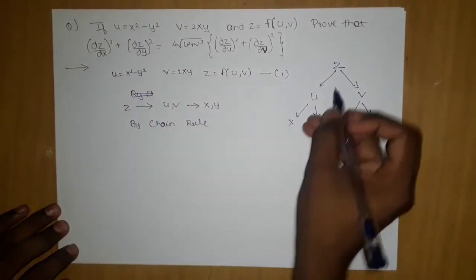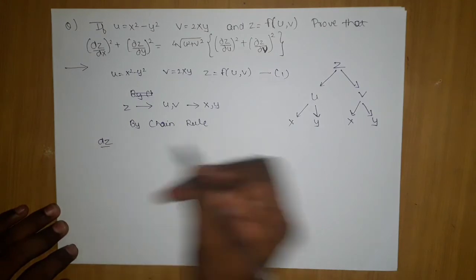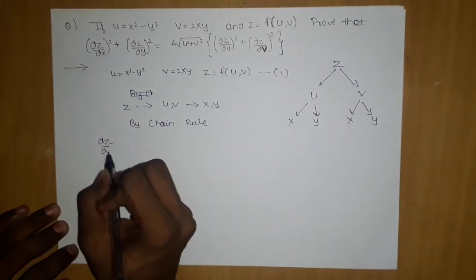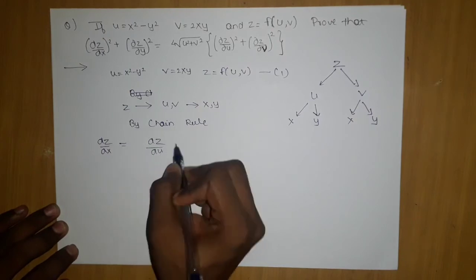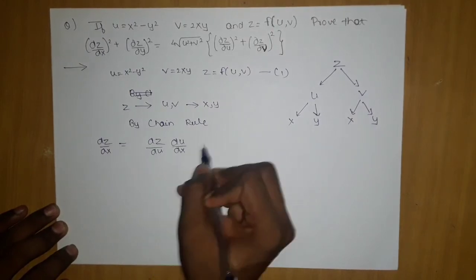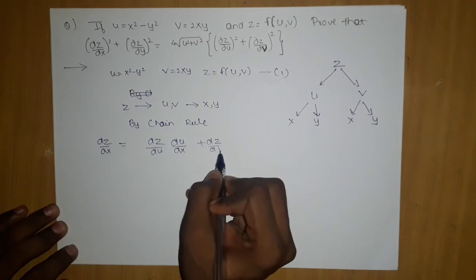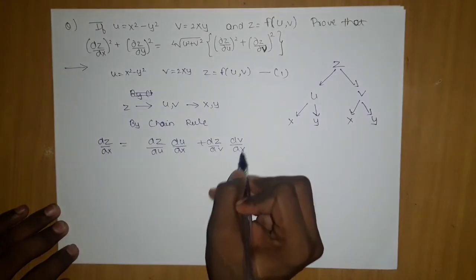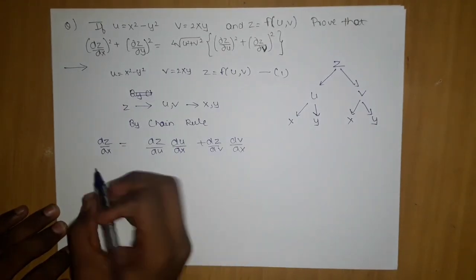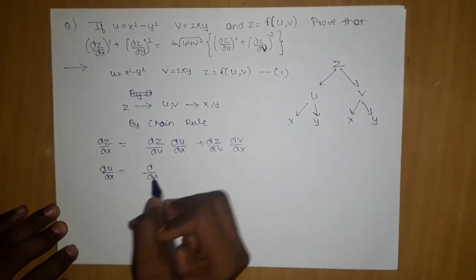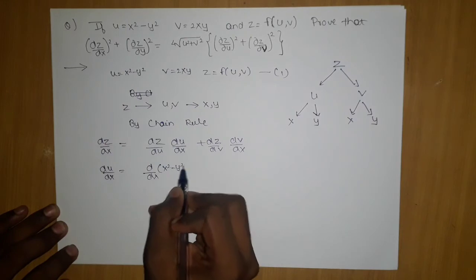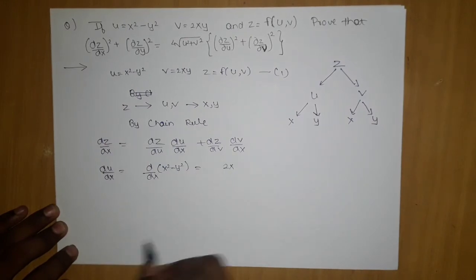So by chain rule I can get dou z by dou x, simple. You can get only that thing from the chain rule. Okay, now I need to find dou u by dou x, which will be dou by dou x into u, x square minus y square, 2x.